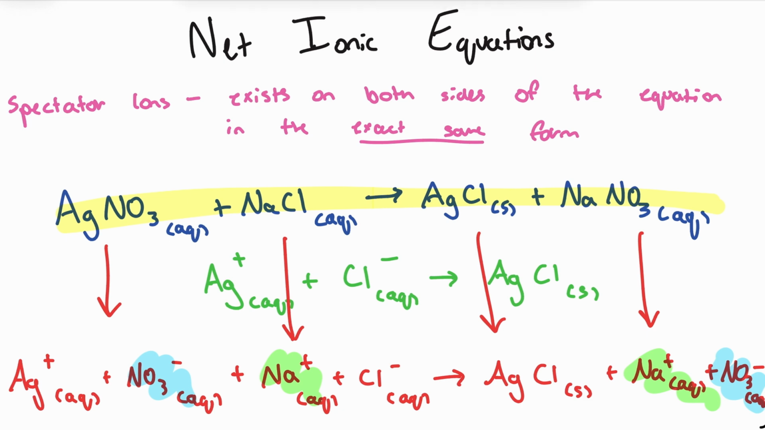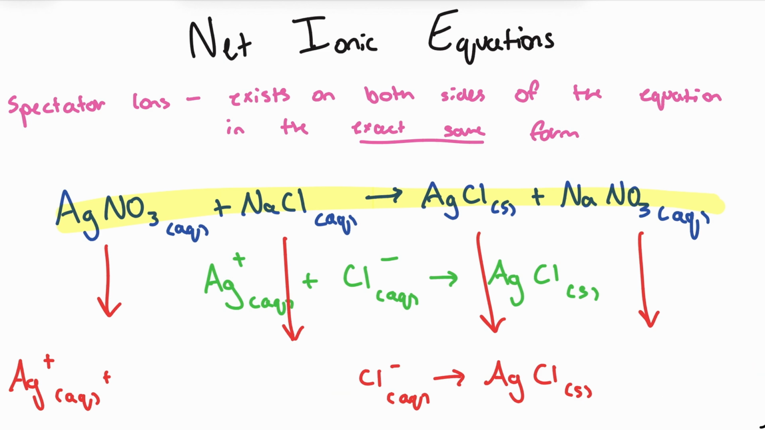And just like you can do in algebra, we can eliminate these spectator ions from our equation. We have aqueous nitrate ions on both sides of the equation, so we can cancel them out. And we also have aqueous sodium ions on both sides of the equation, so we can also cancel those out. And after cleaning up our messy eraser marks, what are we left with? Aqueous silver ions plus aqueous chlorine ions will react to form solid silver chloride.